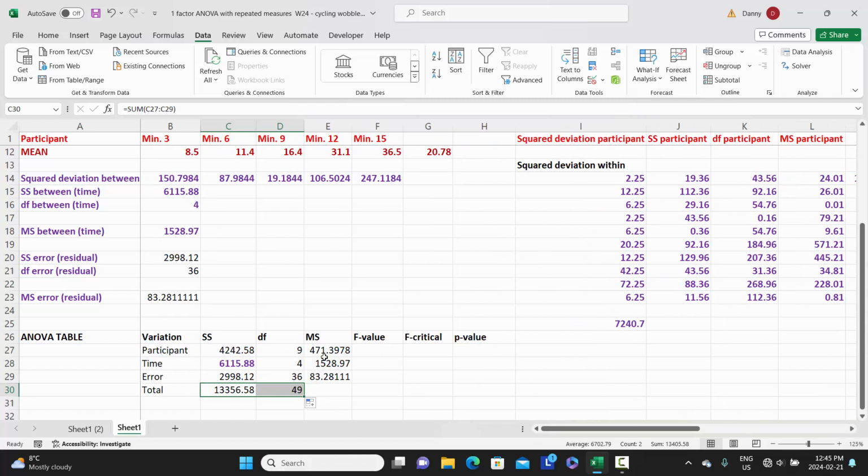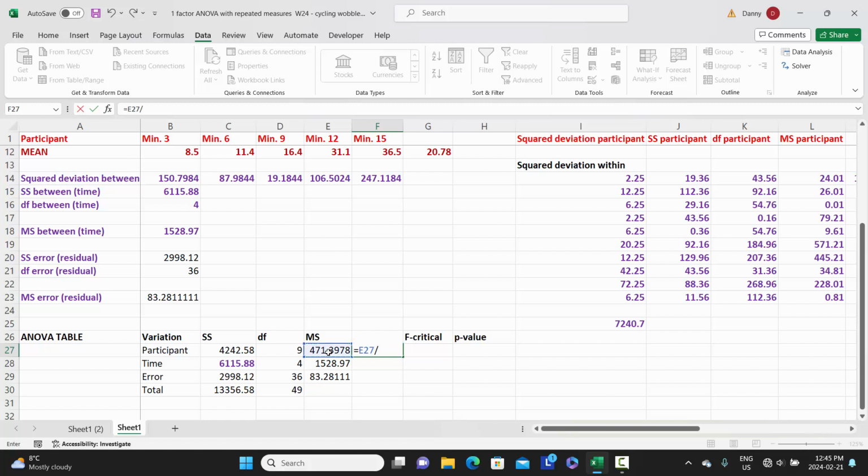time here. So the first one I'm going to calculate here is the participant F value, and I'm going to hit equal, and that's the mean square for the participant, the variation due to the participants, divided by the random variation, which is the error term. And we see we have a pretty high F value.